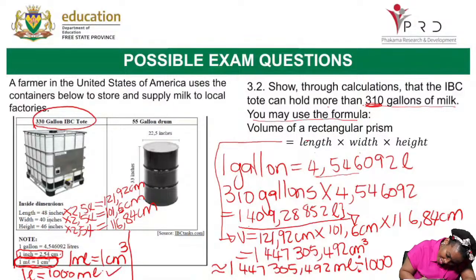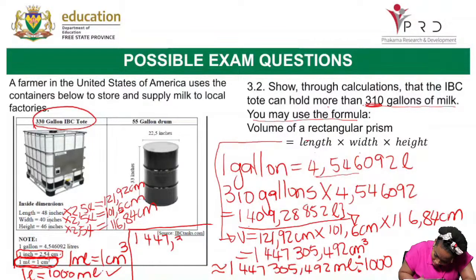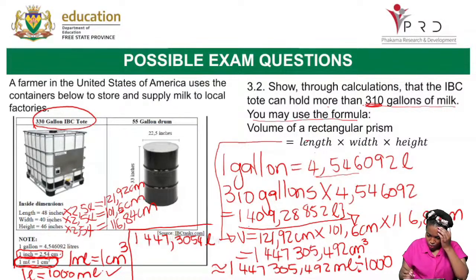Divide this by 1000. I've run out of space. Let me write it here. So when we divide this by 1000, the answer that I'm getting is 1447,305 liters. I'm sorry, I have to round it off.